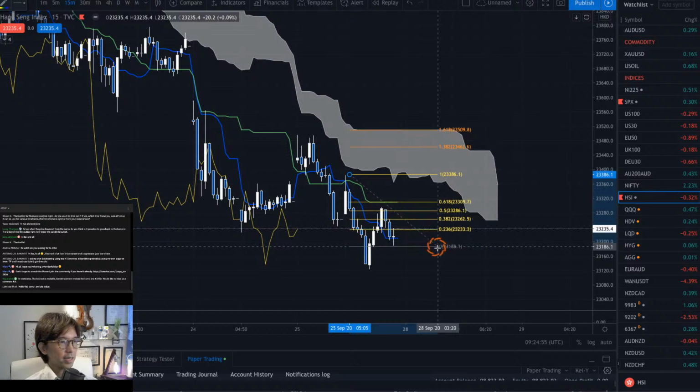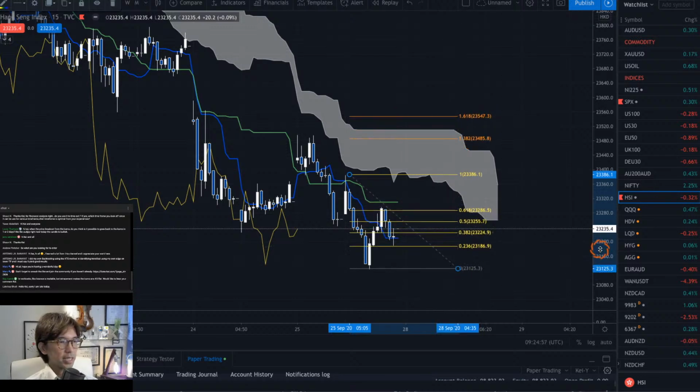So if I do it right now, we can see that the price was bouncing off this 61.8% level beforehand, and then the price is going down now. So yeah, this is how I use the Fibonacci retracement in lower time frame. In this case, 15-minute chart.